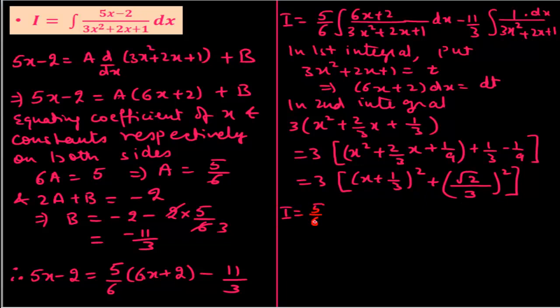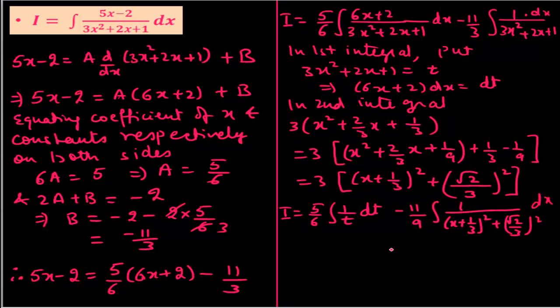It is 5 over 6, then integral of 1 over t dt. In the later part, 11 over 3 we were already having, and this 3 will also multiply. So 3 into 3, 9. And it is integral of 1 over x plus 1 by 3 whole square, then plus root 2 over 3 whole square dx. Now we are ready to integrate both. Integral of 1 over t is log t. So it will be 5 over 6 log t.